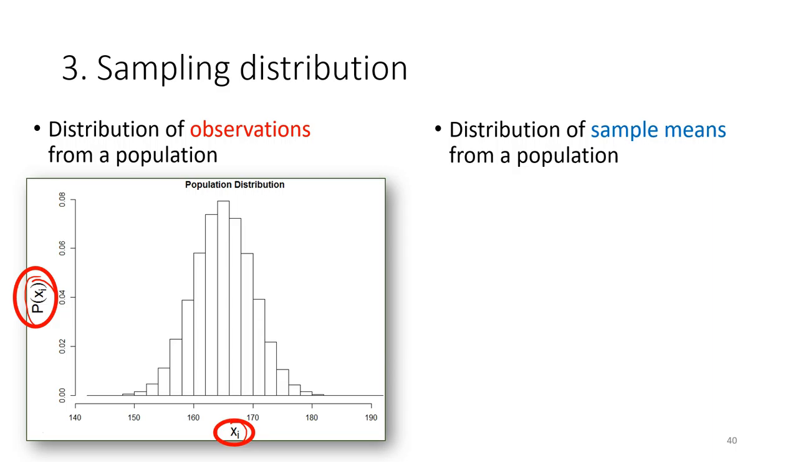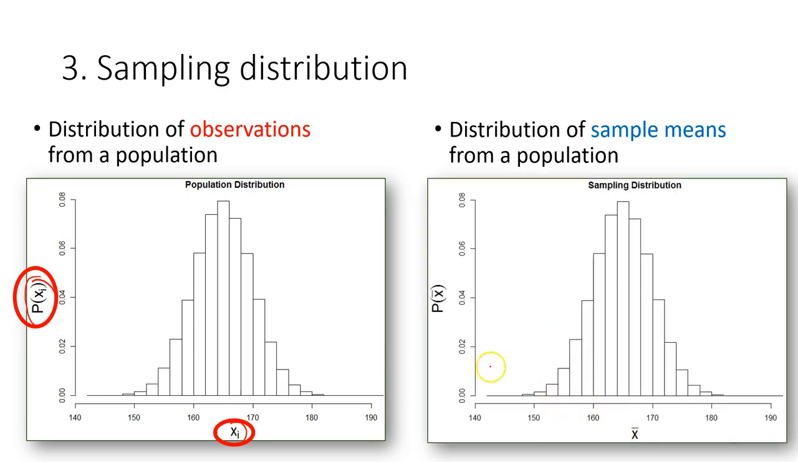For the distribution of sample means from a population, what we call the sampling distribution, on the y-axis we still have the probability, but the probability is for the sample mean, not for the observation. As you can see, the x-axis is the mean of the samples, so each of these values represents the mean of a sample. It's very important that you are able to differentiate between these two distributions. This is an observation distribution, what we learned in the previous three lectures, and this is a sampling distribution, a distribution of sample means.